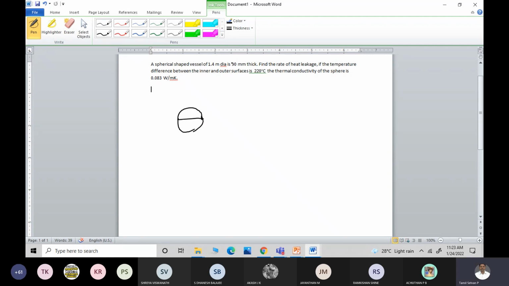Now, what is the outer radius? The outer radius is 1.4 meters. Sometimes you have the tendency to take this one. The spherical shaped vessel of 1.4 meter dia is 90 mm thick. So now what you have to do is, the thickness is 90 mm.